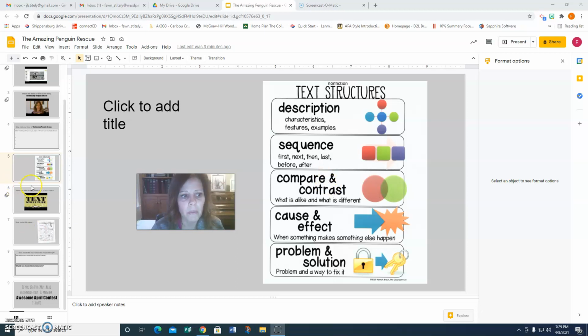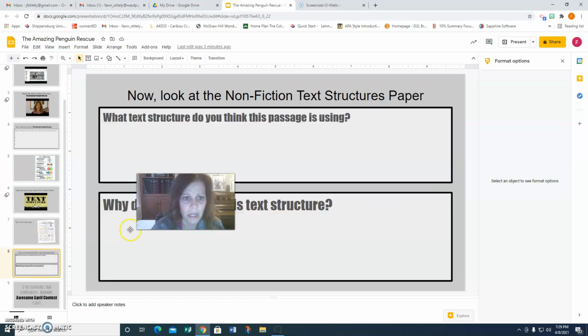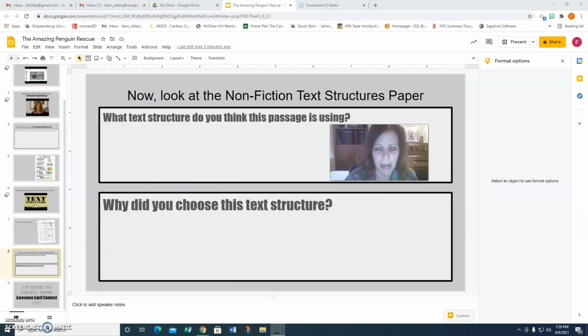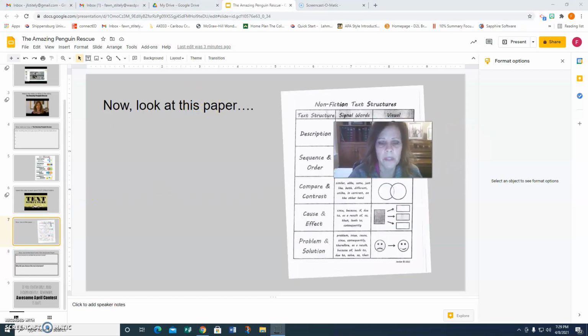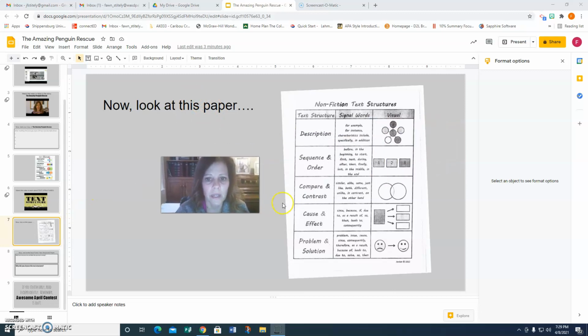So you already read the passage, The Amazing Penguin Rescue. So what I want you to think about now is, what do you think the text structure of this passage is? Now, there might be some clues on this paper. So this is what I gave you to take a look at. These are what we call signal words.